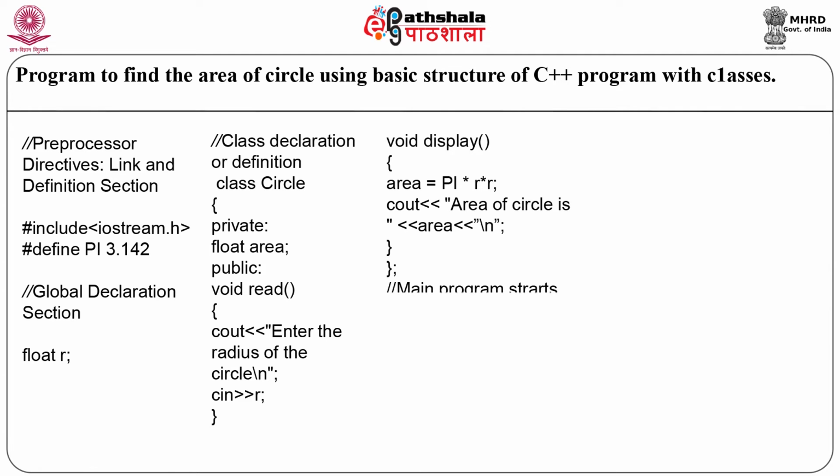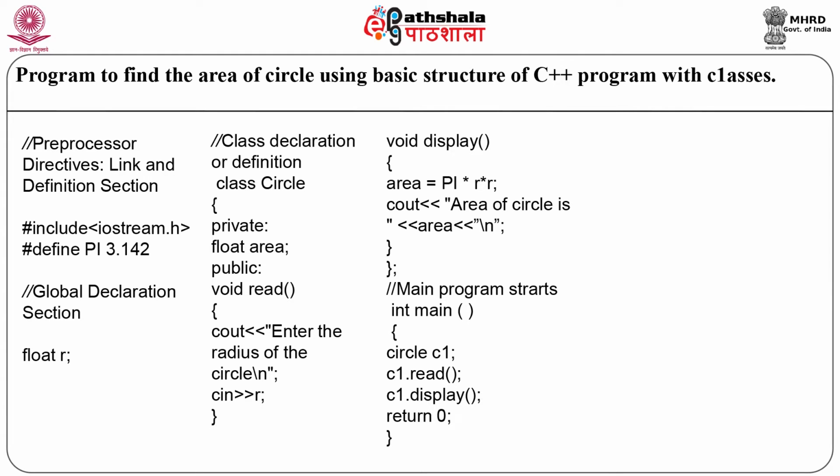Now we will start with our main program, int main. We are starting with the beginning left curly brace. Here we are going to declare the object as circle C1. So C1 is an object of the class circle. Now we are calling two member functions using the object C1, C1.read and C1.display. In C1.read it will ask the value of r from the user, and in display it will calculate the area and display the area on the screen. Now we are going to end the main program.